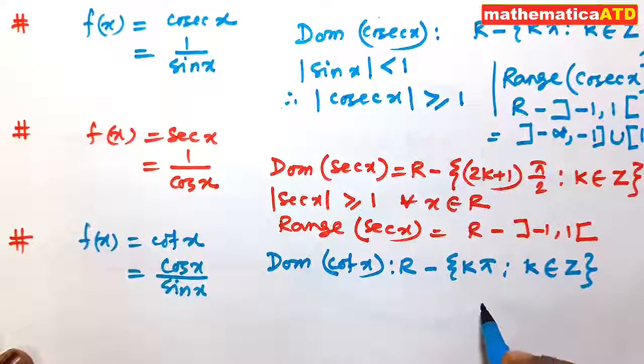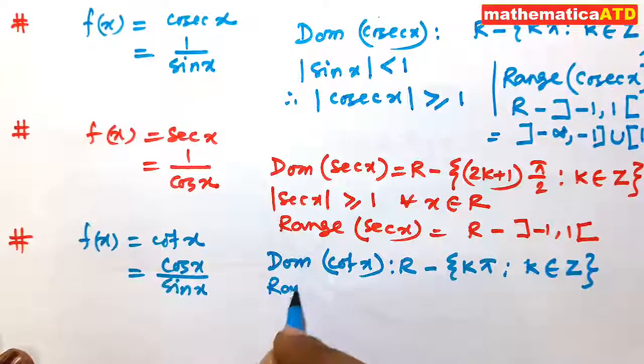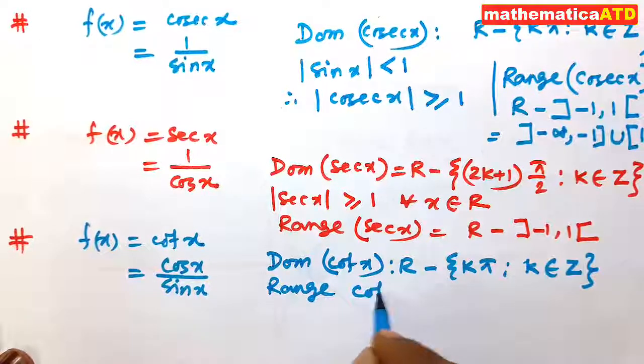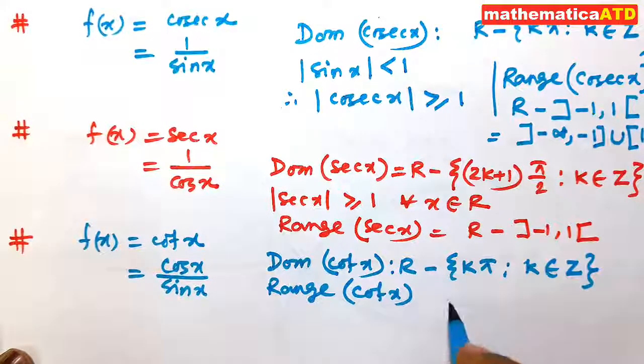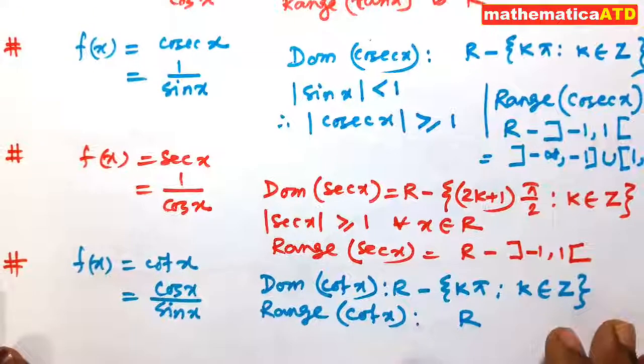This is the domain. Since cot x may take any real value, the range of cot x is obviously R.